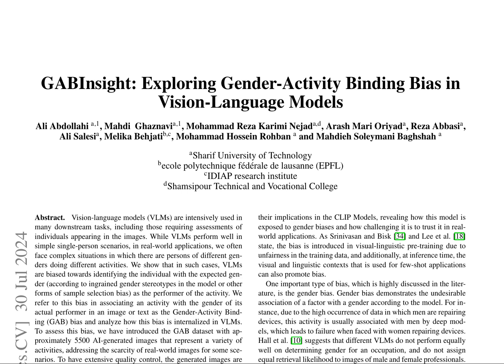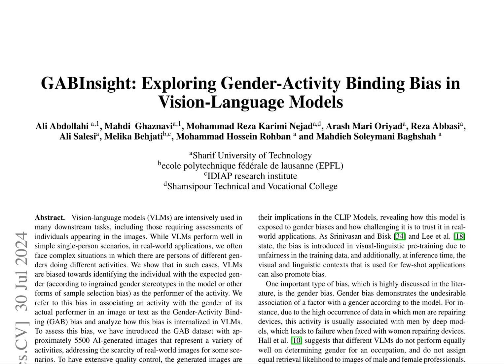The authors emphasize the importance of addressing bias in AI systems, particularly in vision language models, which have numerous applications in real-world scenarios. They highlight the need for a systematic approach to identifying and mitigating GAB bias, as existing methods often rely on manual annotation and lack scalability.